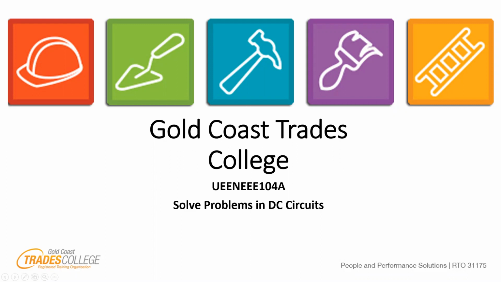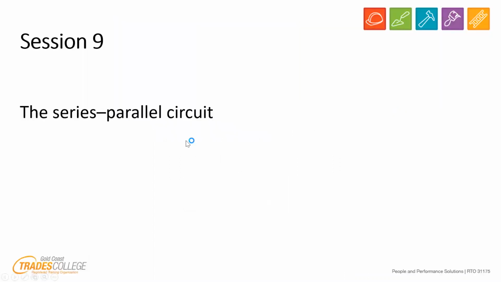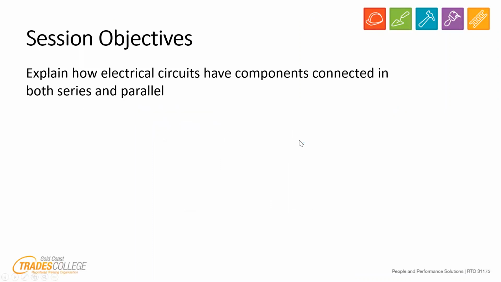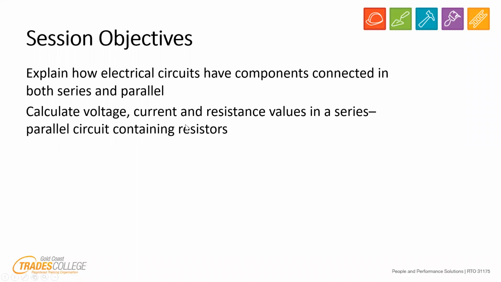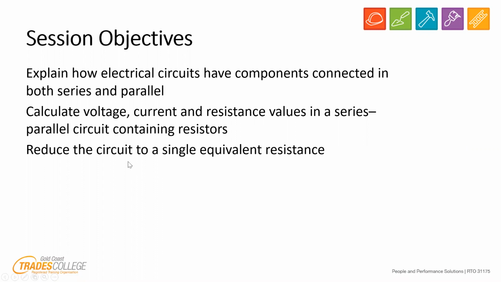All right, so you should be able to see my shared screen. It's our PowerPoint as usual. Today we're going to be looking at the series parallel circuit, and we're going to look at the circuits themselves to see what it actually means for it to be a series parallel circuit. We're going to calculate voltage, current, and resistance in a series parallel circuit containing just resistors. We're going to change the circuit from what looks like a complicated circuit with maybe 3, 4, 5, or 6 resistors, for example, and simplify that to a circuit, like we've said before, with a single equivalent resistance.